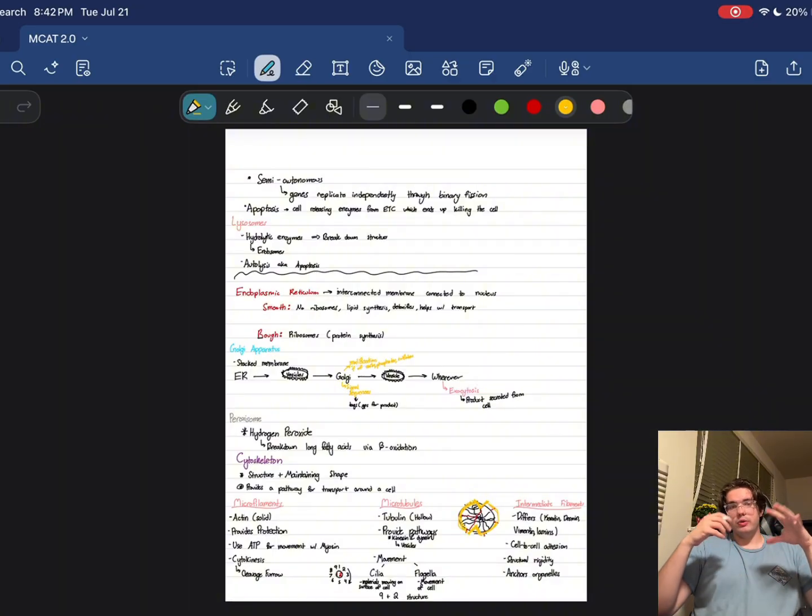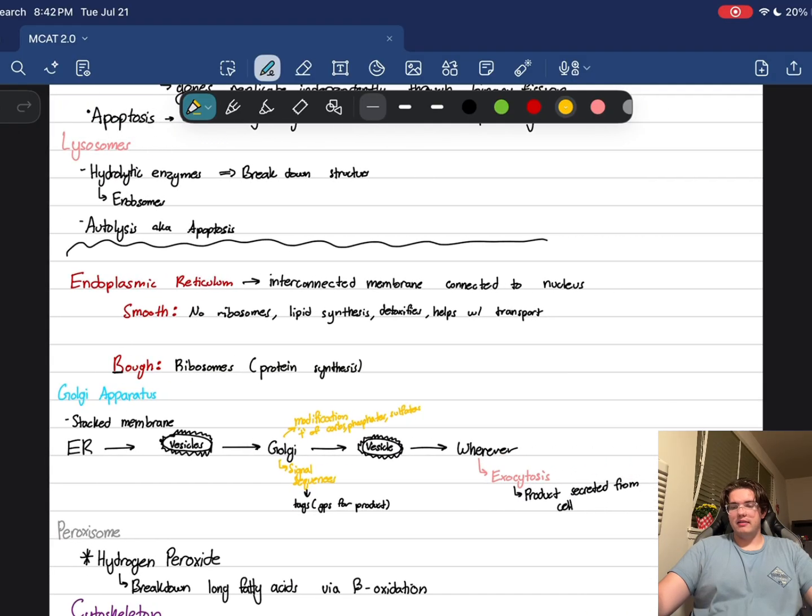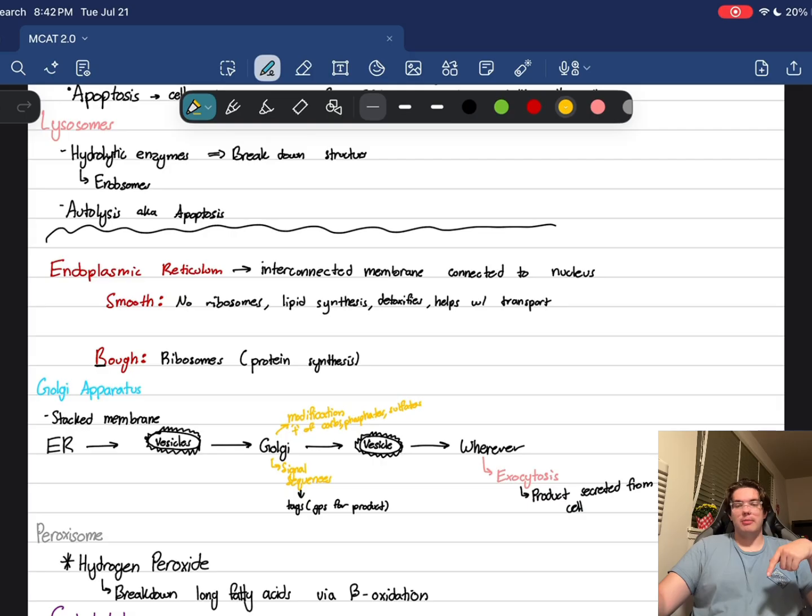This covers our eukaryotic organelles. We had today the endoplasmic reticulum. You have smooth versus rough. Rough has ribosomes, so it synthesizes proteins. Smooth has no ribosomes. It does lipid synthesis, detoxifies different toxins and poisons possibly in the cell, and it is helpful in transporting things out of the rough ER to the Golgi apparatus, right?